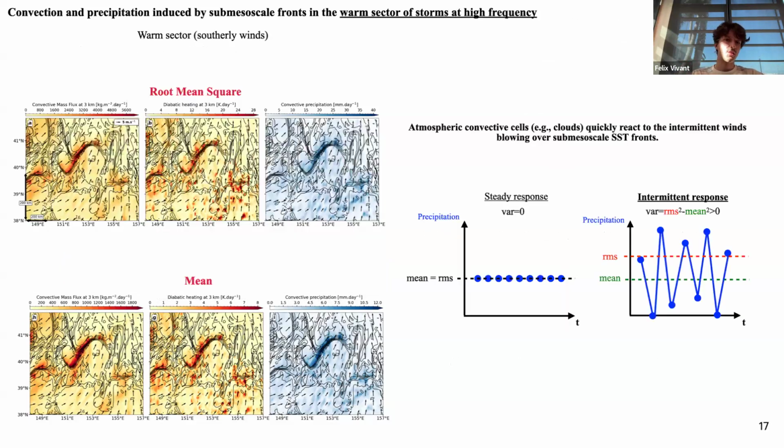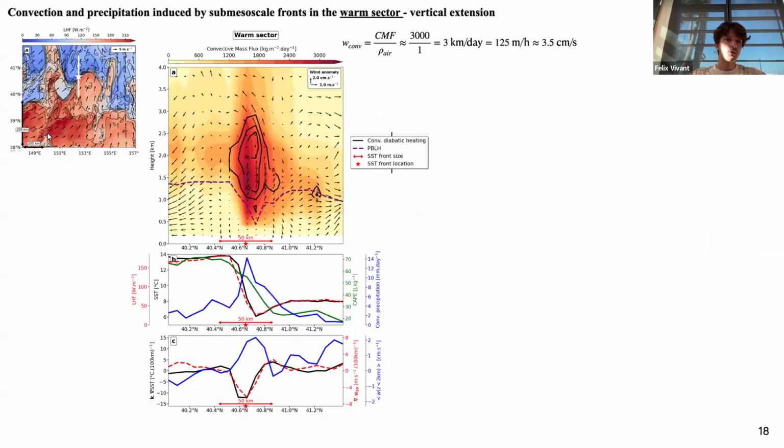And this response is not a steady response, because if we look at the root mean square, we observe magnitudes 4 times greater than the mean. So for instance, for convective precipitation, we observe 40 millimeters per day compared to 12 for the mean. And so it means that atmospheric cells quickly react to the intermittent wind blowing over submesoscale fronts. It's not a steady response over 5 days where we observe a steady enhancement of convection. It's an intermittent one.